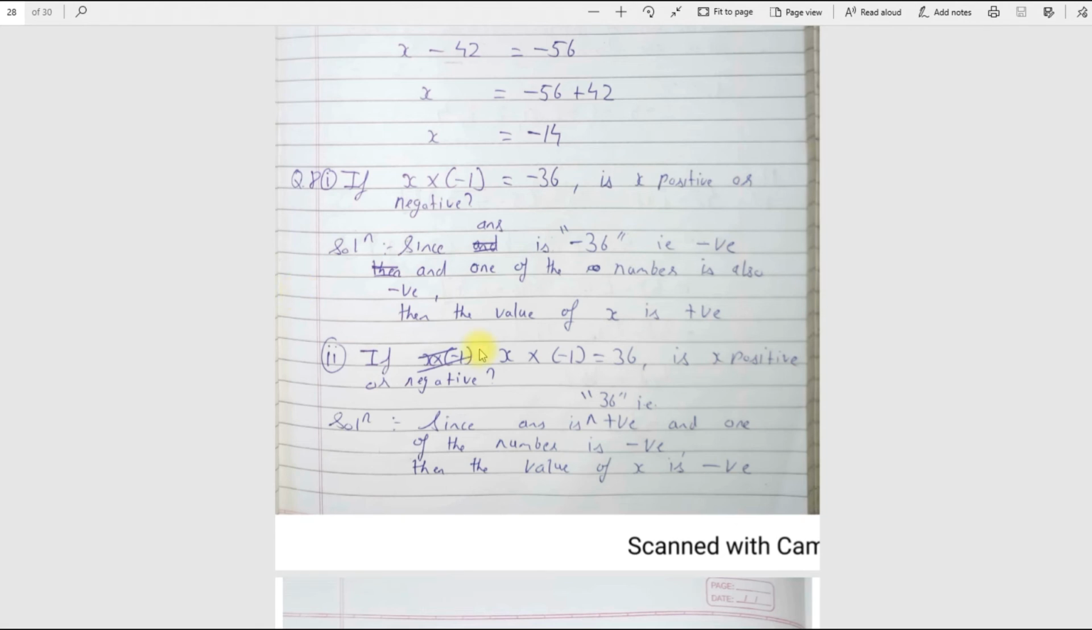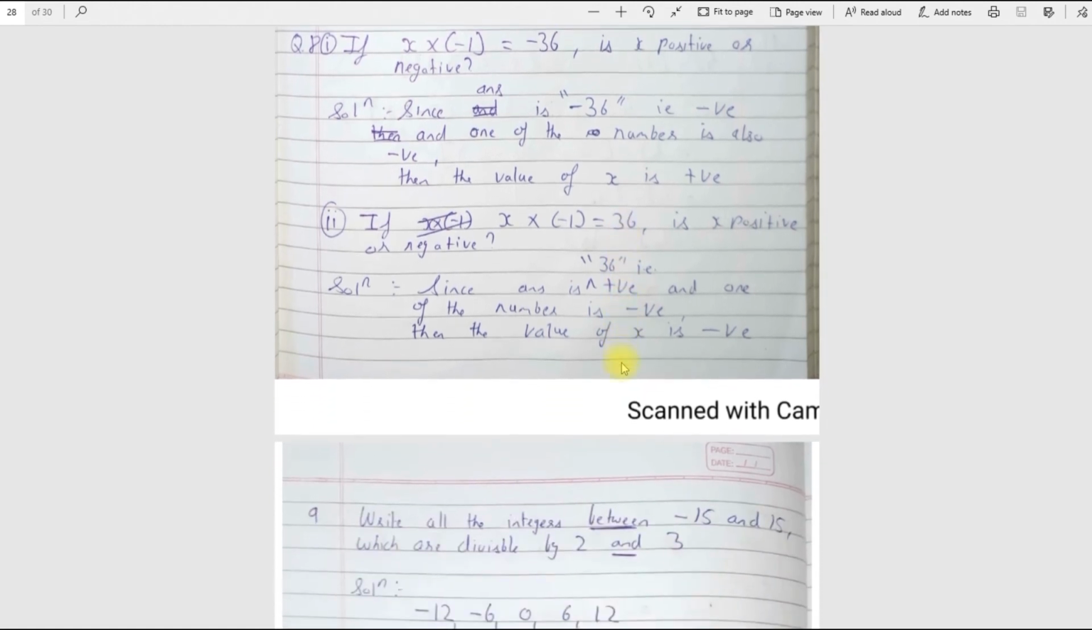Here they've given us the answer is positive. So we know that we get positive only when we multiply with the same sign. That is minus into minus, we get plus. So I think the final answer of x will be negative. We will check now. Since the answer is 36, that is positive, and one of the numbers is negative, the value of x is negative, as I told. So negative into negative will give me plus, that is positive. That is 6. Hope you understood this outcome.